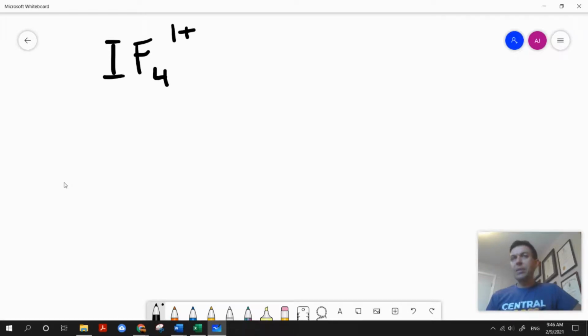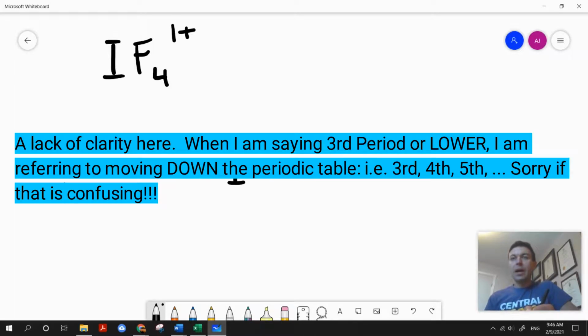For our second example, we have a polyatomic ion, IF4 1+. Now here we have 2 different halogens, iodine and fluorine. They can each, in theory, form 1 bond to reach the octet, but we know that some elements can expand the octet. That is why iodine is going to be our central atom. Iodine is found in the 3rd period or lower, so that means that it can expand its octet. It also has a lower electronegativity than fluorine, which matches up with how we were going to select our central atom.